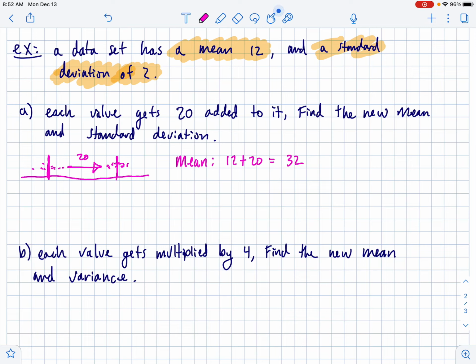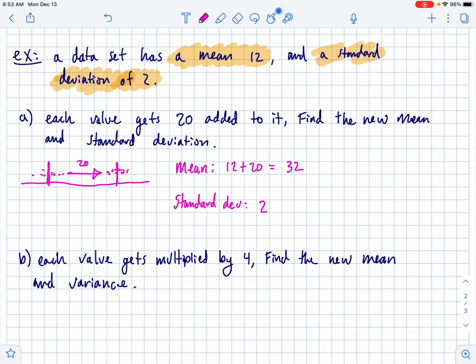Now, the standard deviation just tells you how spread out the data was around the mean. So if you shift it all by 20 up, you're not changing the spread of the data. So the standard deviation would still be the same. It would just be 2. It's got the same type of spread. You just moved it by 20 up.